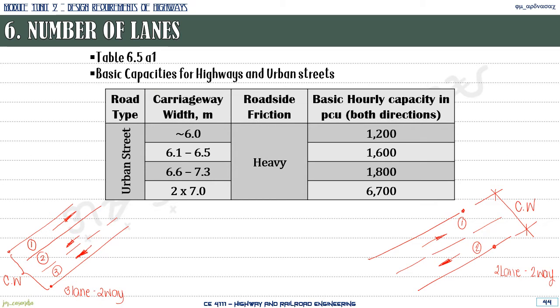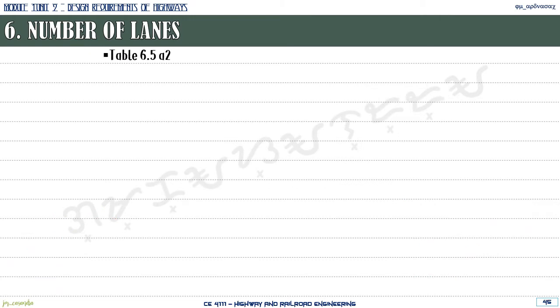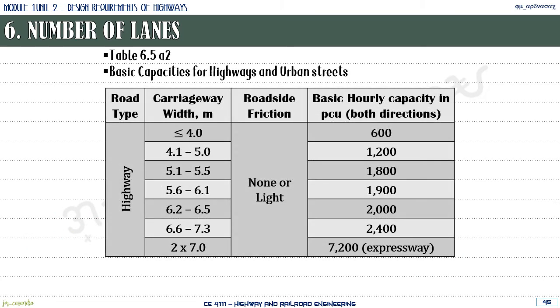Okay, so considering now the width of your road section, we will now get our equivalent hourly capacity. So continuation of table 6.5 will be for our highway road type. So for a highway, same, we consider your carriageway width, and for each range of carriageway width, you have an equivalent basic hourly capacity, which is also measured in PCU.